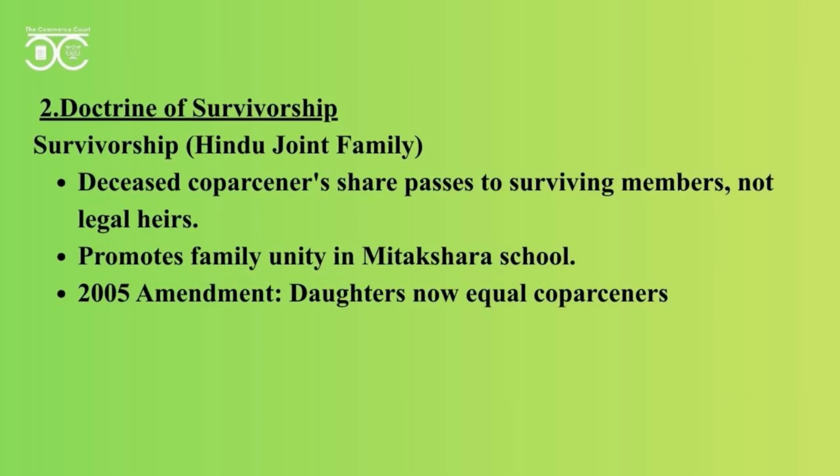The second doctrine is doctrine of survivorship. So this doctrine traditionally dictates that upon a co-partner's death, that is in Hindu joint families, their interest in joint family property automatically passes to the remaining co-partners rather than their personal heirs. This rule, rooted in the Mitakshara school, was largely abolished by the Hindu Succession Amendment Act 2005, replacing it with testamentary succession where a deceased's share now passes to their own heirs via notional partition.